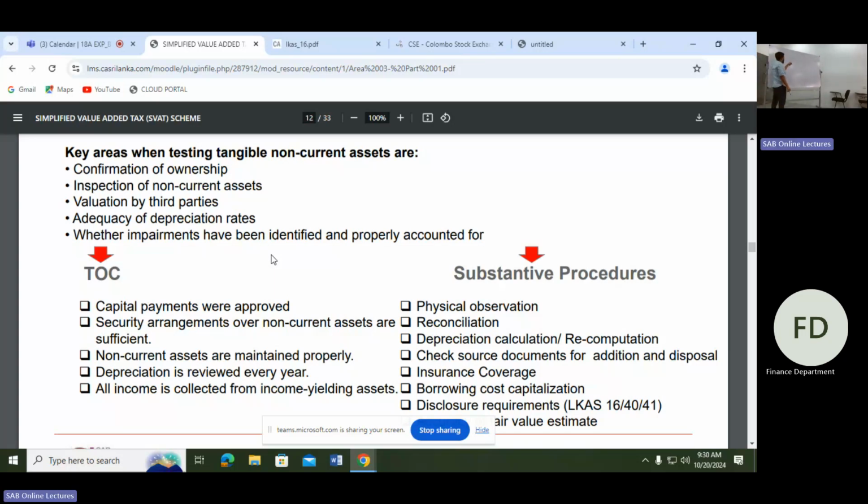ඒක optional. ඇයි optional කියන්නේ? What's the reason for telling optional? That is based on the audit approach. If you are selecting not reliant control, no POC. That depends on the audit approach. That's why we told that it's optional.